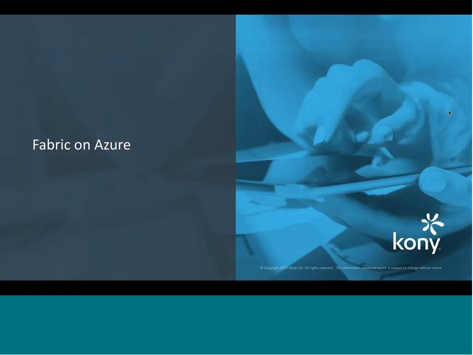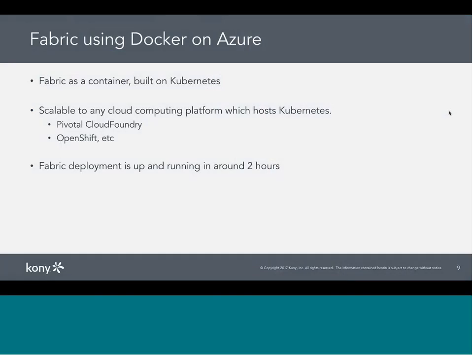We have supported Kony Fabric on cloud using AWS, the Amazon cloud, and we have had on-prem for quite some time. Now with SP2, we have added support for Kony Fabric on Microsoft Azure. How we are doing this is we are packaging Fabric using Docker on Azure, and it is built on Kubernetes technology, so it is scalable to any cloud computing platform which hosts Kubernetes. Pivotal Cloud Foundry, OpenShift, or Azure, anything can be used for this. And the whole Fabric deployment is up and running in just about 2 hours.